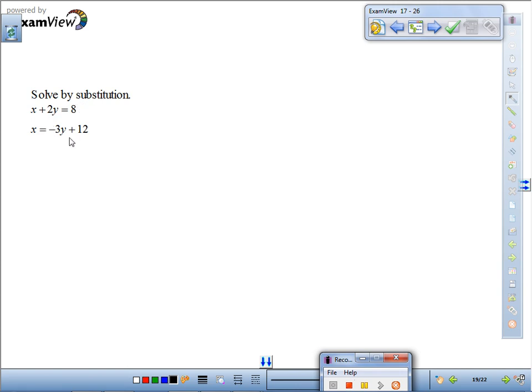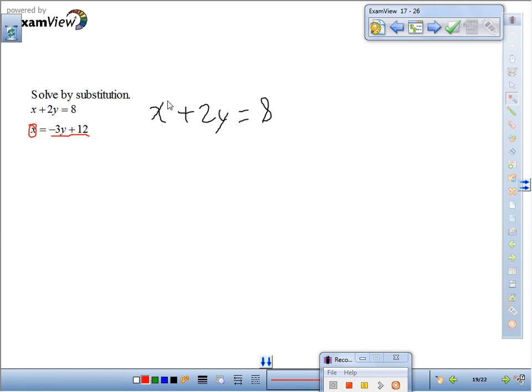So for substitution, we need at least one equation solved for one variable. Let me check the first one. Is this one already solved for one variable? No. How about this one? Yes, this one, x is negative 3y plus 12. So for the first equation, instead of writing x, I'm going to write negative 3y plus 12. I'm going to rewrite it so you can see it: x plus 2y equals 8. But instead of x, I'm going to write what? Negative 3y plus 12. I bring everything else down, the plus 2y equals 8.